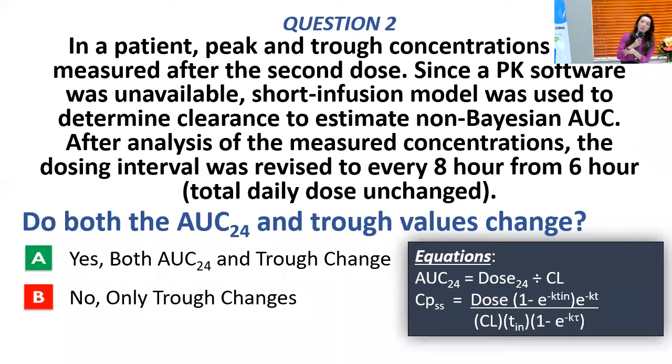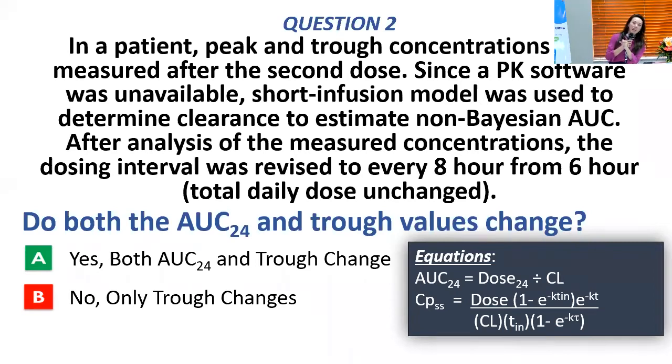In a patient, peak and trough concentrations were measured, so we have 2 concentrations. Since the software was unavailable, the short infusion model was used to determine clearance to estimate the non-Bayesian AUC. After analysis of the measured concentrations, the dosing interval was revised from every 8 to every 6, so more frequently. However, the total daily dose was unchanged. So here's a patient on 60 milligram per kilo per day, still on 60 milligram per kilo per day, but changed from 20 every 8 hours to 15 every 6 hours.